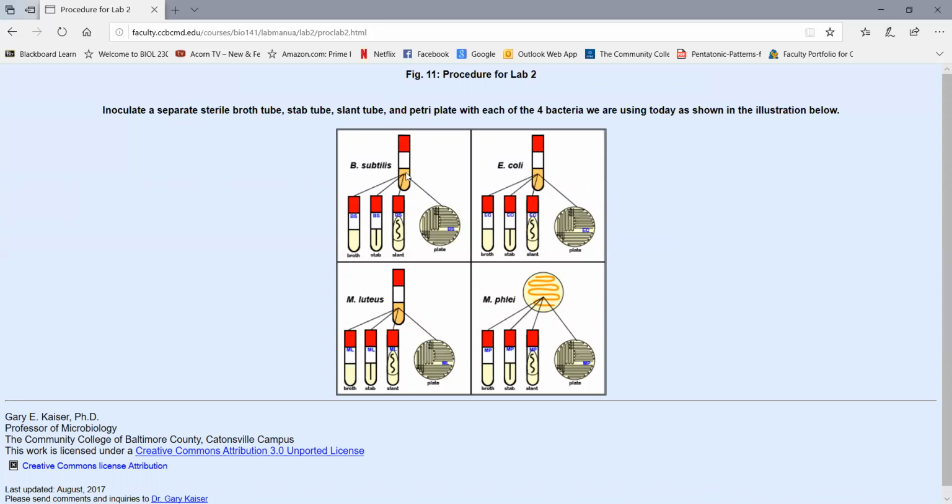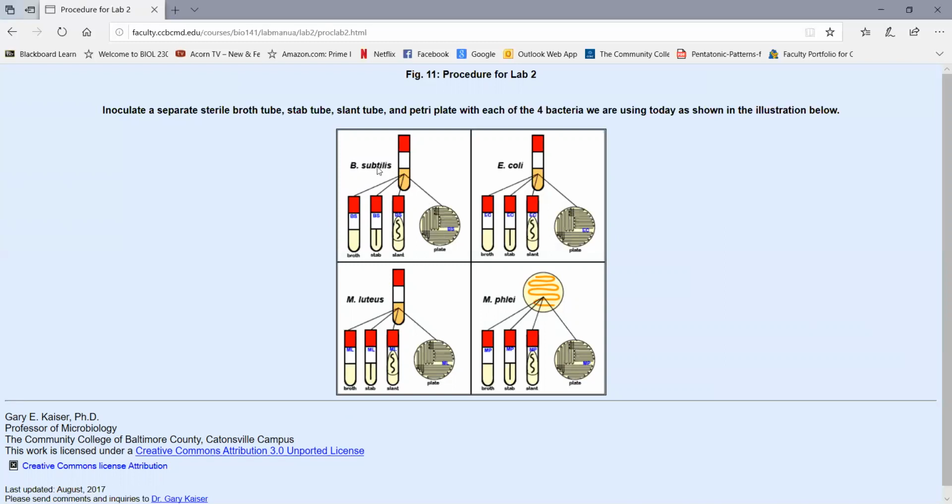So if you're starting with Bacillus subtilis, then you're going to inoculate first a broth tube with Bacillus subtilis, then stab a stab tube with Bacillus subtilis, then inoculate a slant tube with Bacillus subtilis, and finally streak a petri plate for isolation with Bacillus subtilis. So again, each organism is going to go on 4 different forms of medium.